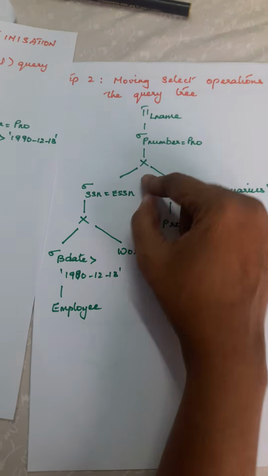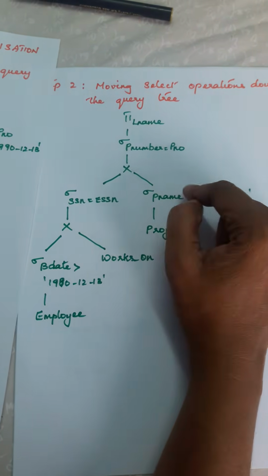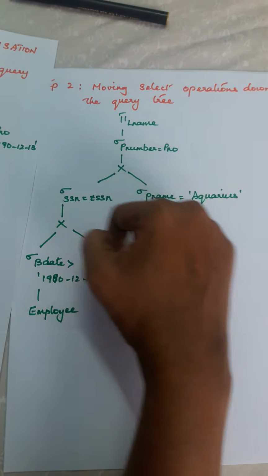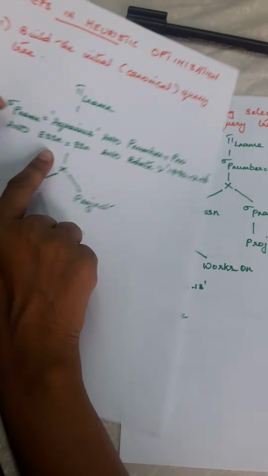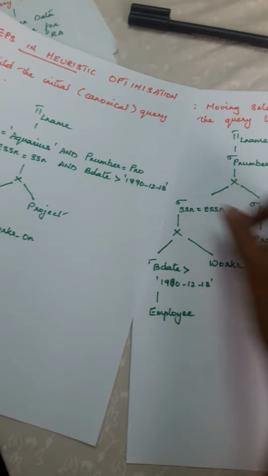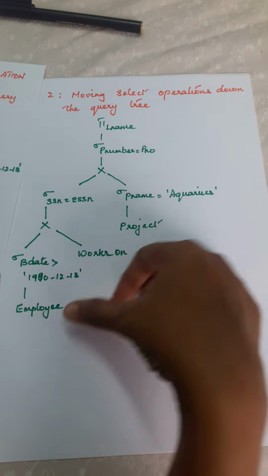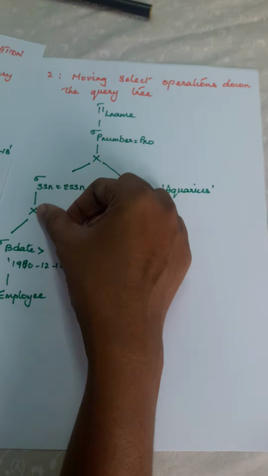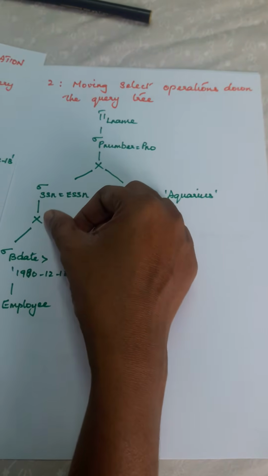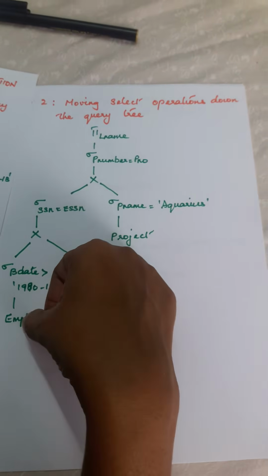So that we will be writing just before the Cartesian product, connecting project and works on. Okay, so that is written here. And the next one is ESSN is equal to SSN. So ESSN is equal to SSN is the condition for joining tables works on and employee. So that we'll be writing just before the Cartesian product for sigma, for works on and employee.